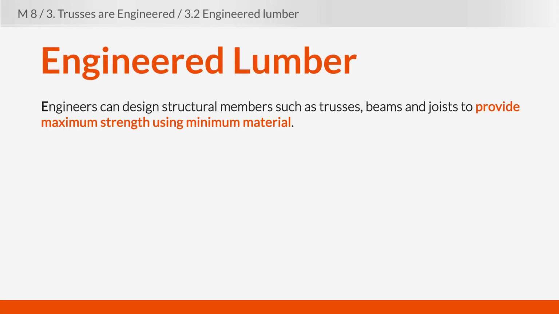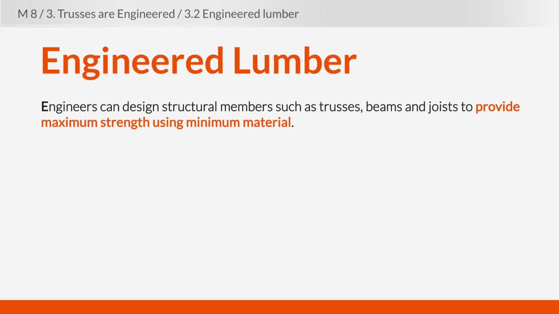But here's how engineered lumber works. Engineers can design structural members such as trusses, certain types of beams, and certain types of joists to provide maximum strength using minimal material. Now, when I say certain types of beams and joists, I'm not talking about solid wood beams or solid wood joists. I'm talking about engineered beams and joists, and I'll show you the difference as we move through this module.